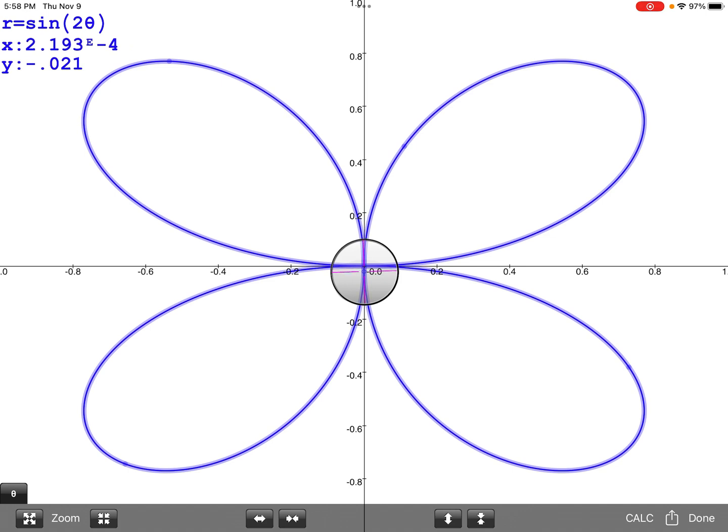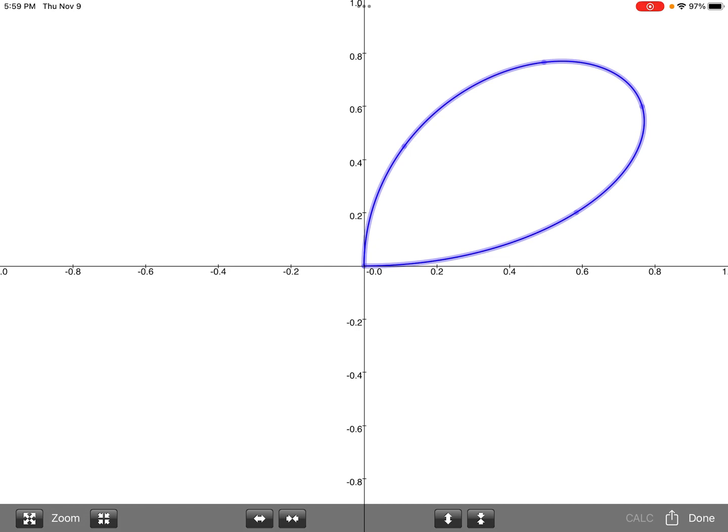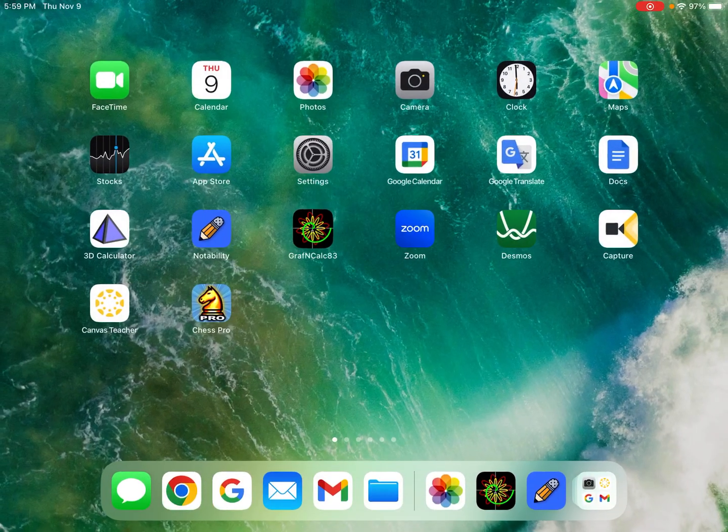So this at the origin is when r equals 0, and then it's going to graph like this. And I'm thinking that that is going to be pi over 2. So if I go from 0 to pi over 2, let me check. If I go from 0 to pi over 2, is that going to give me one petal? That's one petal. All right, so 0 to pi over 2 works. Hey, look, there's no error. Excellent. Glad to see it. Good job, calculator. Keep it up.